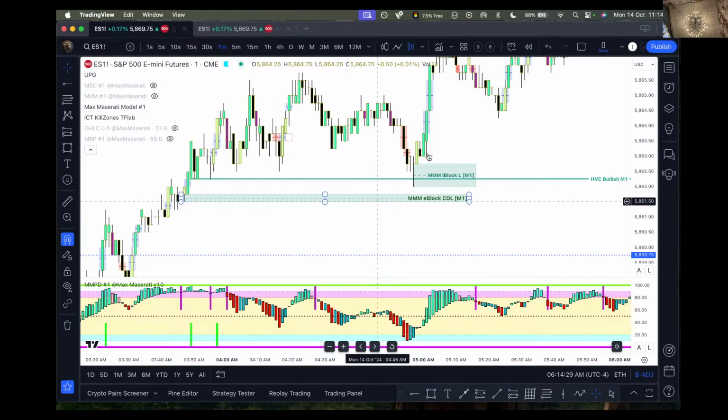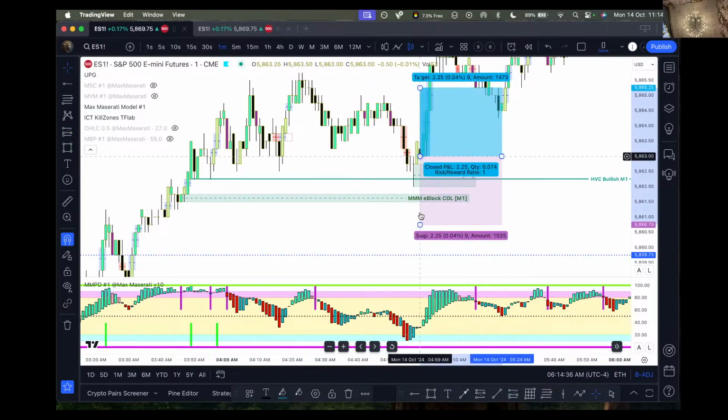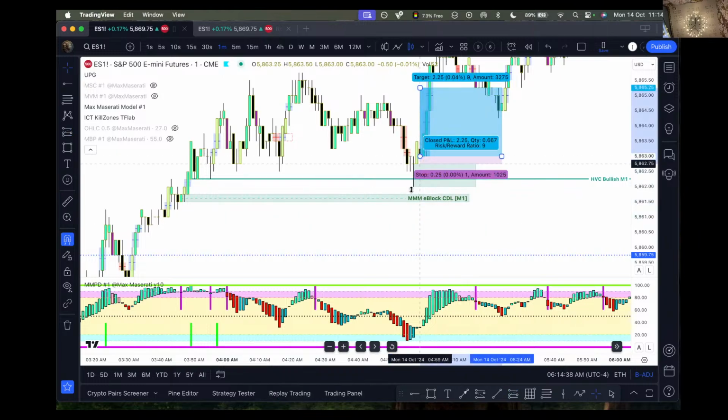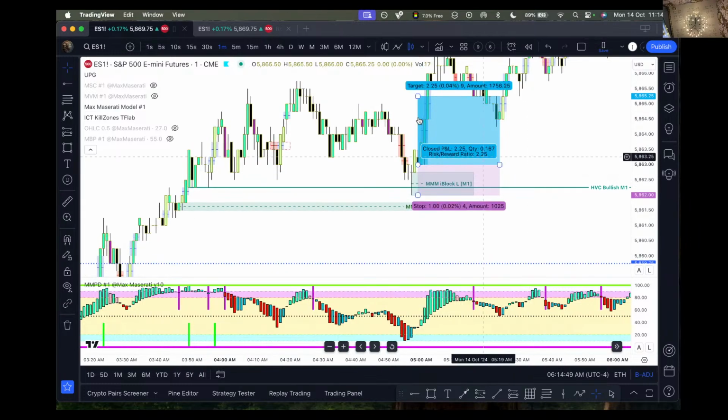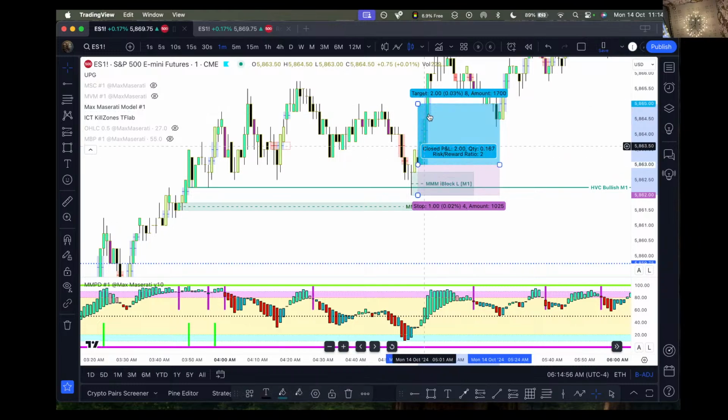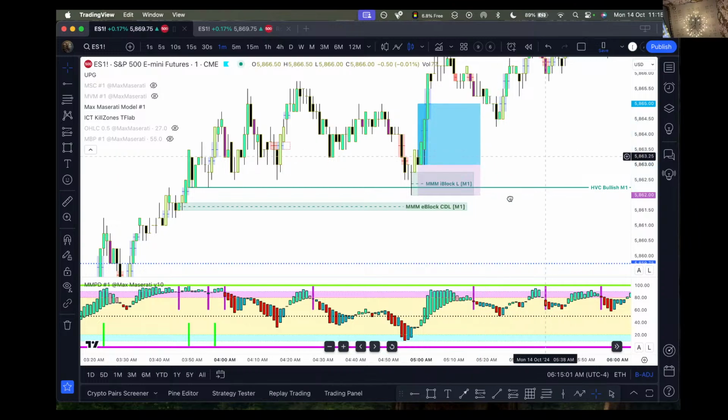You have the MMM external block, this is your MMM internal block long, and then what do you do? You take half of this candle here, you place your trade, your stop loss here, and then you target 1 to 2. You target your 1 to 2, 1, 2, 3, 4 minutes, and you're done for the day.